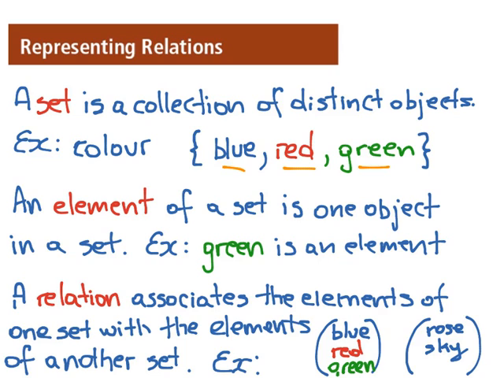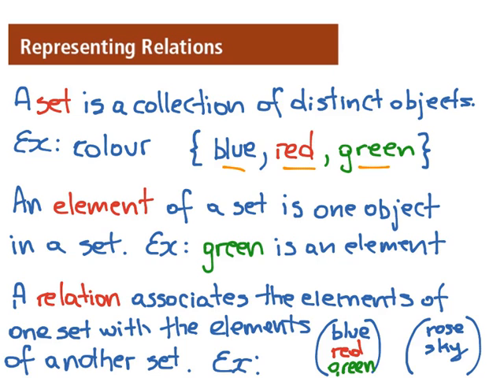The third and last definition: a relation associates the elements of one set with the elements of another set. For example, there are two sets that you see. The first set is colors: blue, red, and green. And the other set is objects, such as rose and sky.